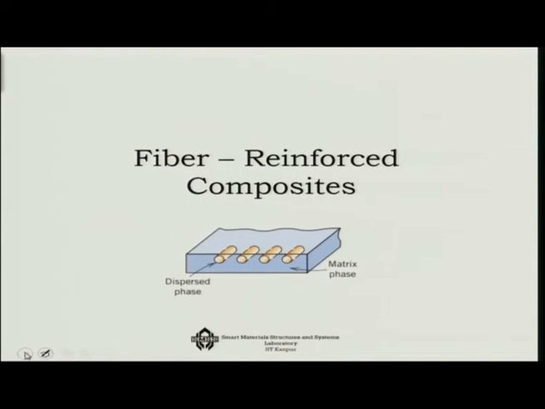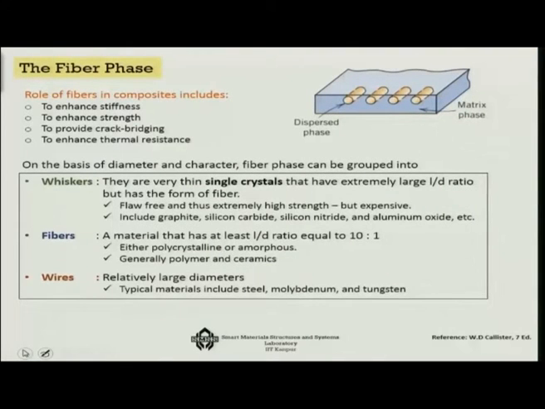Now, how about the fiber reinforced composites? Here, as you know, the dispersed phase are the fibers, and then you have the matrix phase in it. So, what is the role of these fibers? You are getting better stiffness, you are getting better strength, and it also works like a crack bridging. So, if a crack wants to propagate, even if it propagates, each one of these fibers works like a bridge, because they will not give up so easily. So, they will work like a crack bridge, and it enhances the thermal resistance of the system.